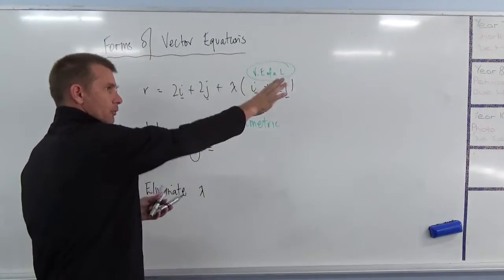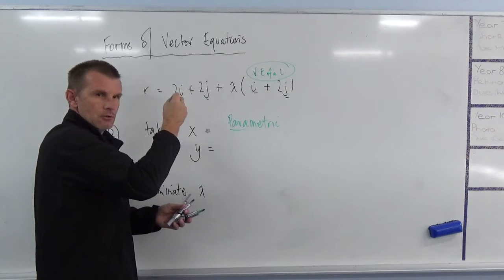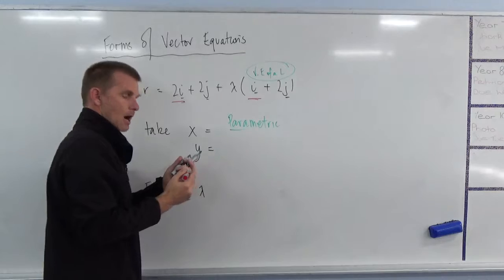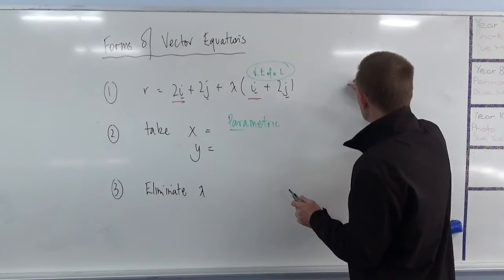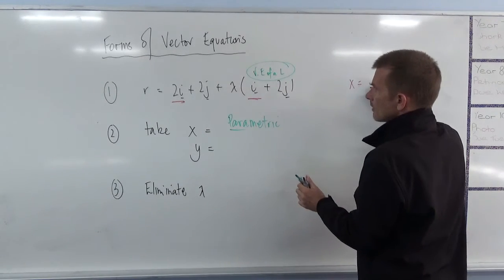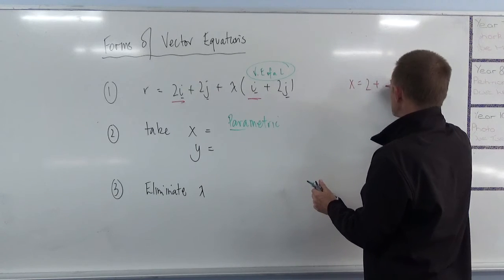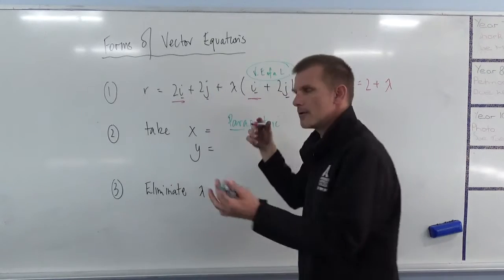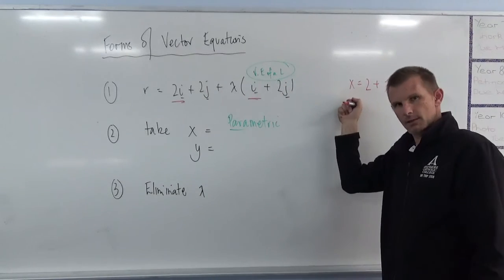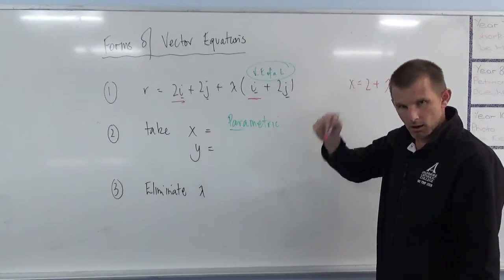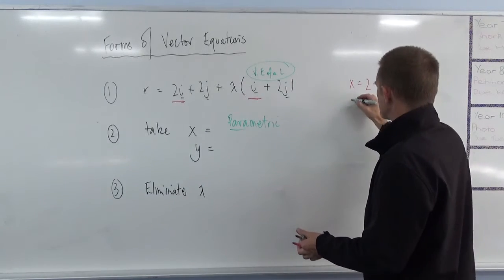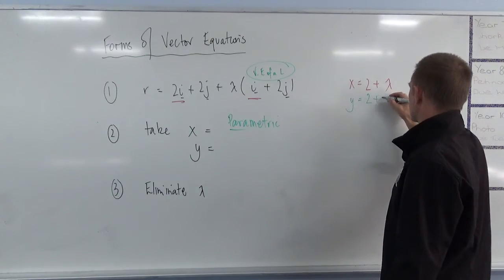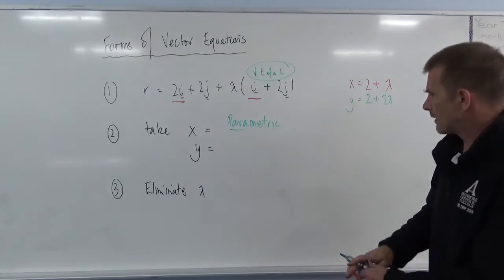What do we need to do? We need to break this up into the x and the y coordinates. So this and this are my x coordinates. So let's work with that. Let's get x equals 2 plus lambda. Now I haven't written any i in there because by saying x equals, x-axis and the i are the same thing. Then I can say y equals 2 plus 2 lambda. So there we go. There's my parametric.